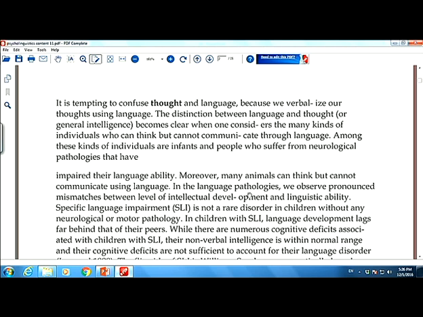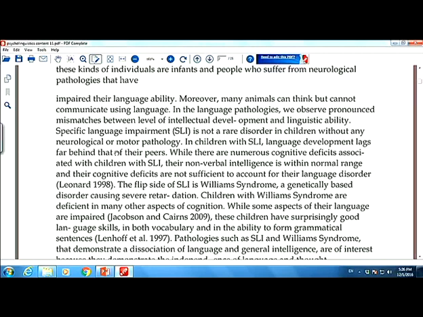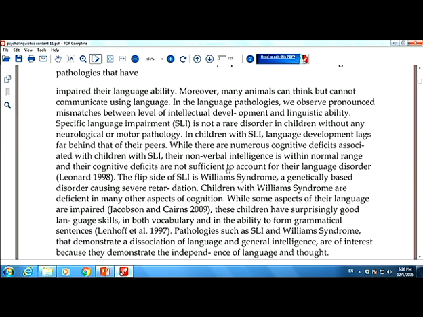This part then, impaired language abilities. So pathologies that have impaired their language ability. Moreover, many animals can think but cannot communicate using language. So here we have an explanation as to why language is not the same as thought. Why are they two different things? What is the reason? What is the evidence? This is the evidence. And we explained that in lecture number 2, I believe.